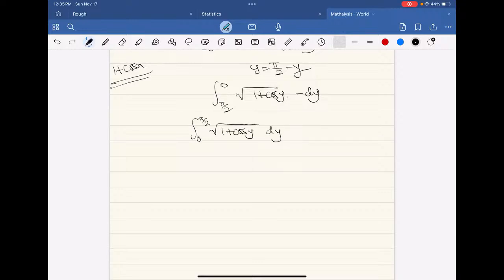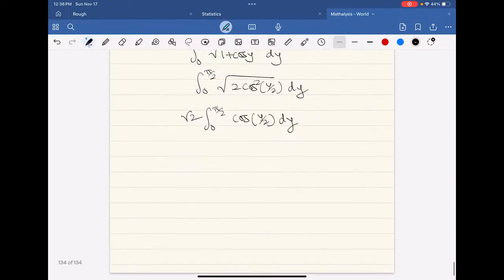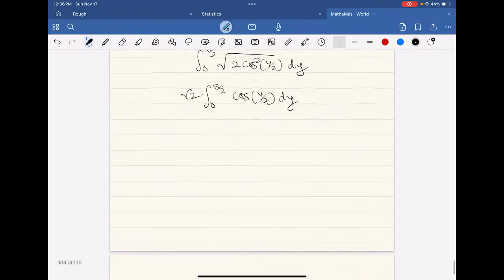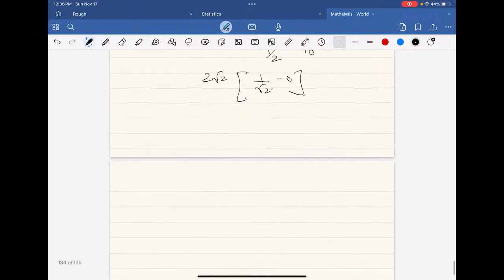Now I can write 1 plus cos y as 2 cos square y by 2, right? So I can take root 2 outside, and this becomes integral from 0 to pi by 2 of cos y by 2 dy. This one is easy because its integral is just sine, and we need to take care of the half that's with the y. This will be sine of y by 2 divided by 1 by 2, going from 0 to pi by 2. So this is 2 root 2 times, sine of pi by 4 is 1 by root 2, minus 0. So the answer is just 2.